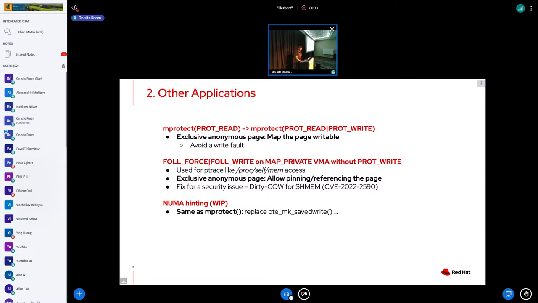Last but not least, something I'm working on right now is using the same mechanism in our NUMA hinting code. NUMA hinting code is essentially mapping a page prot none such that we will trap the next access, and then we can decide if we want to migrate the page to some other memory location or not. One optimization we had was using the saved write infrastructure to avoid write faults after, for example, an initial read fault on some prot none protected page. Here again, we can apply the same mechanism as for our mprotect upgrade of write permissions and replace saved write. That's not upstream yet. That's what I'm working on right now.